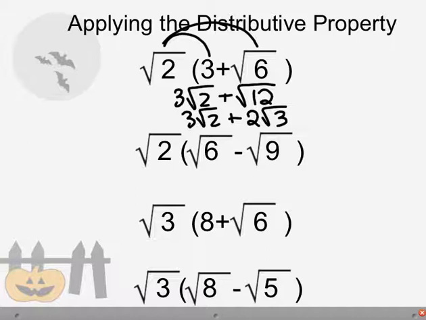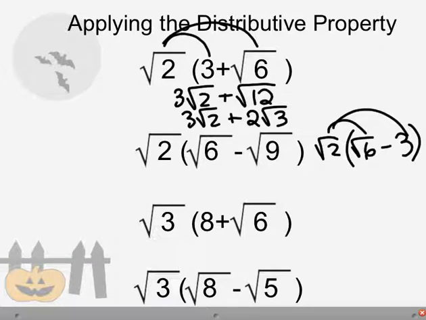Okay, next one. I want to make sure and simplify as much as possible. So inside of the parentheses, I can actually rewrite this as root 2 times root 6 minus, well, the square root of 9 is just 3. So I can expand and get the square root of 12, which is 2 root 3 minus 3 root 2. Always put your coefficients before the radicals just so that it does not get confused to be part of your radical.